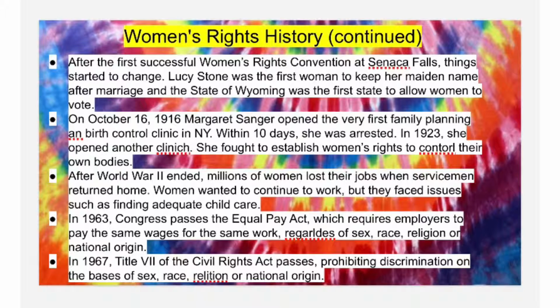On October 16th, 1916, Margaret Sanger, however you pronounce her last name, sorry about that, opened the very first family planning and birth control clinic in New York. Within 10 days, she was arrested, unfortunately. In 1923, she opened another clinic. She fought to establish women's rights to control their own bodies.